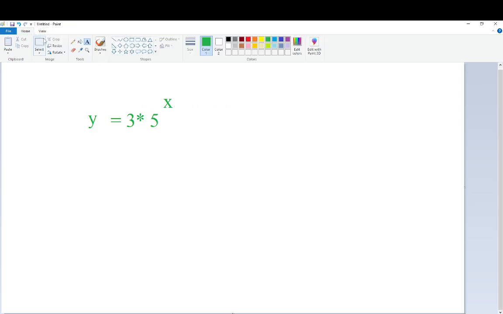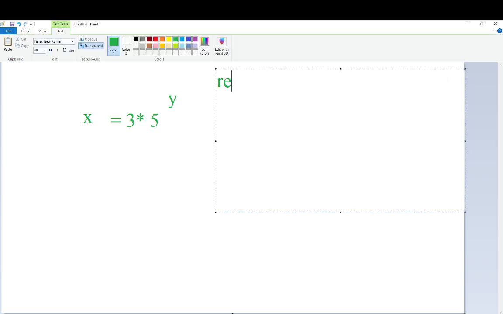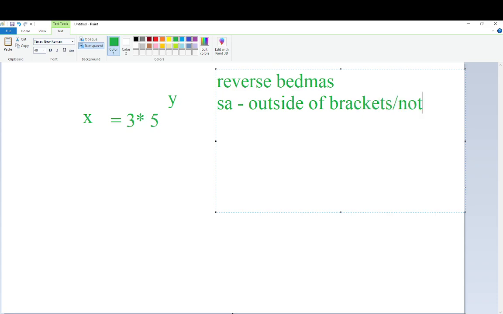Swap your x and your y values to start and figure out how to get your y isolated. Now, what's interesting is when there's an unknown in an equation, the best technique is to do what's called reverse BEDMAS. So we know BEDMAS is brackets, exponent, division, multiplication, addition, subtraction. So first you find any addition or subtraction outside of brackets, of course, and not in an exponent. And you do those first. You do the reverse of those.